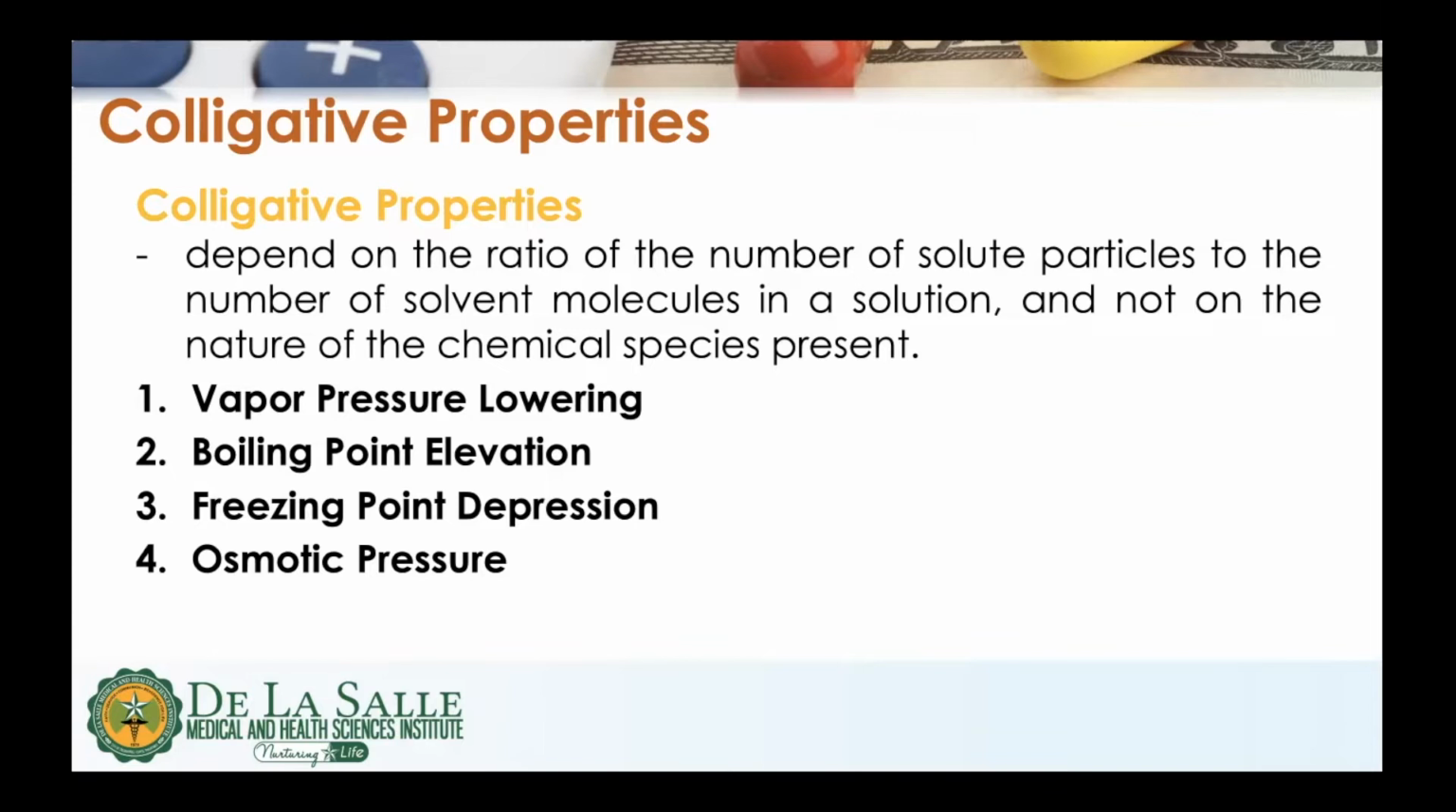Colligative properties depend on the ratio of the number of solute particles to the number of solvent molecules in a solution, and not on the nature or identity of the chemical species present. That is, for as long as a solution contains the same number of solute particles in the quantity of the same solvent, they will have the same colligative properties, even though the solutes are chemically different. Examples of these include a sodium chloride solution and a potassium chloride solution, for as long as both solutions contain the same number of solute particles in the same quantity of, let's say, water as the solvent.